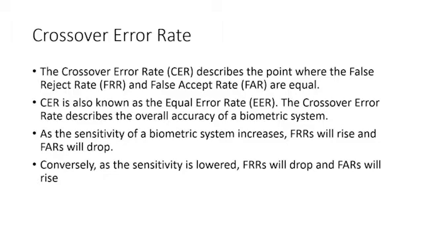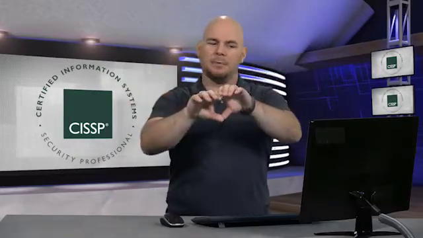Now, conversely, on the opposite side, as the sensitivity is lowered, we're not going to have as many rejections, but we're going to have way too many exceptions. We'll have too many people getting accepted that may not be supposed to. So we don't want this, and we don't want this. We want to meet in the middle where that equal error rate is. Not too many rejections, not too many false exceptions.